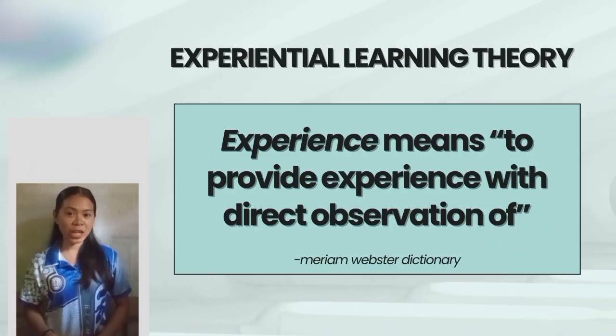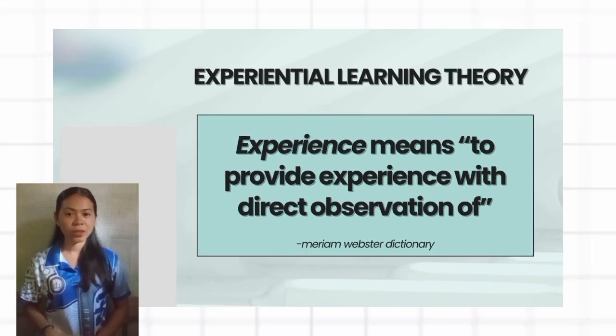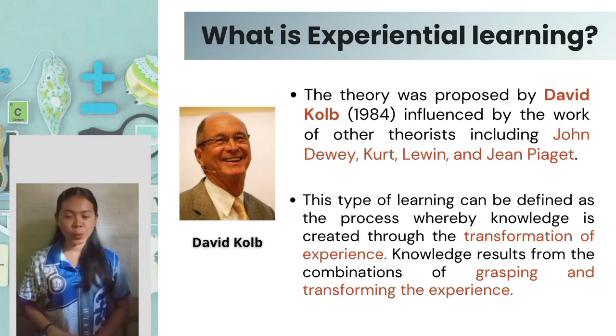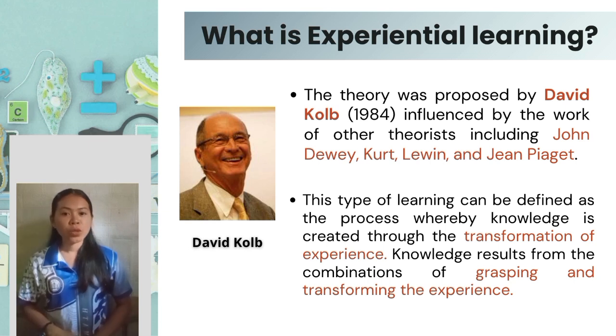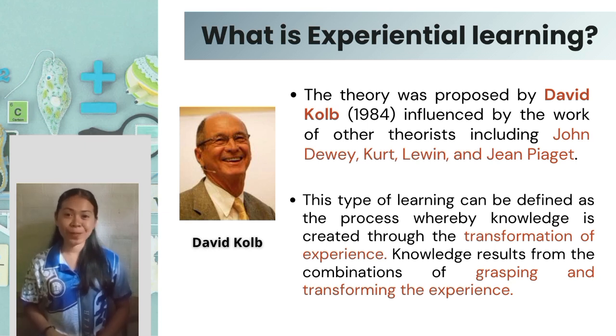So what is experiential learning? From the word experience, it means to provide experience with direct observation of something. This theory was introduced by David Kolb in 1984, inspired by other theorists such as John Dewey, Kurt Lewin, and Jean Piaget, combining Dewey's learning by doing, Lewin's model of change, and Piaget's cognitivism in one. Kolb defines experiential learning as the process where knowledge is created through the transformation of experience.